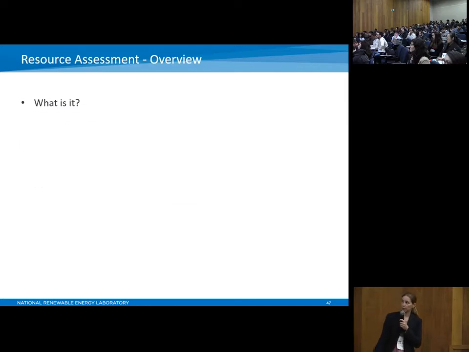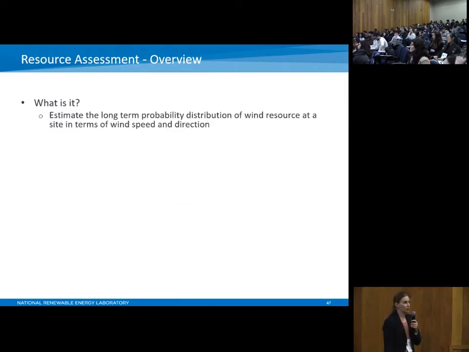So what is resource assessment? It's estimating the long-term probability distribution of the wind resource at a site in terms of both wind speed and direction, because we really want this plant to be successful and profitable over the long term. How many of you know what a windrose is? Okay, a good number of you. You'll see some in a second, but just to get a gauge on your background. So we're trying to characterize the long-term potential performance of the wind resource at this site.